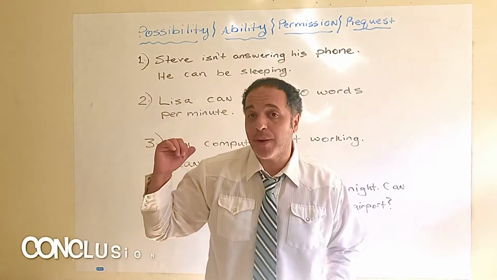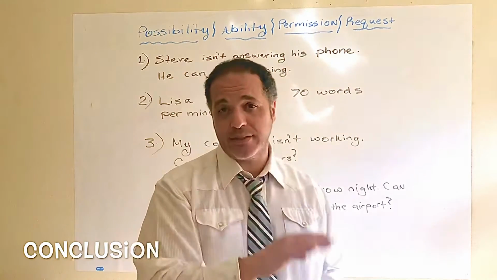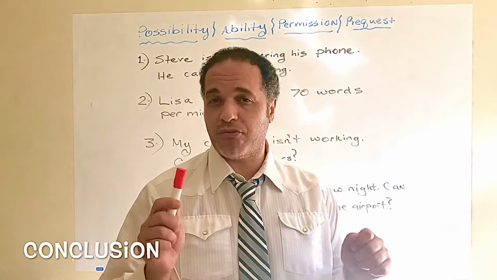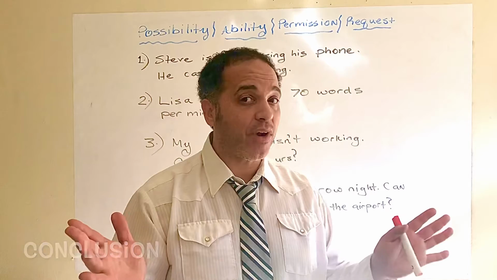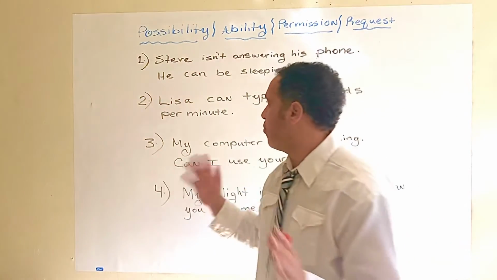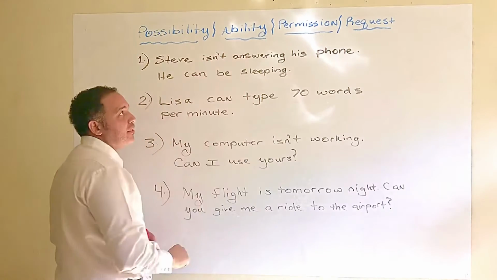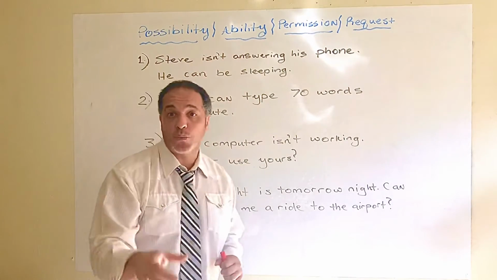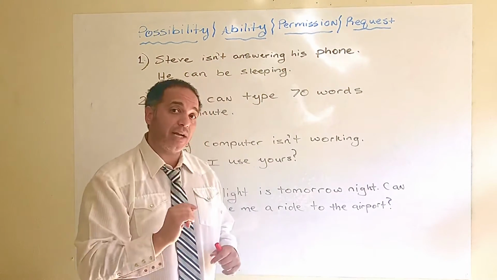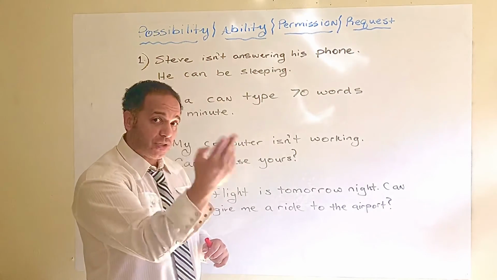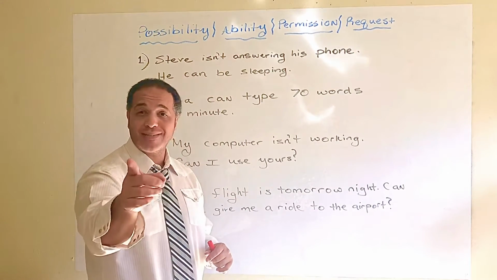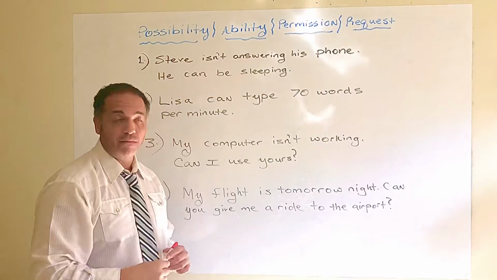Okay, on the board right behind me are 4 sentences. Again, we're going to go through them one by one, and we're going to try to identify whether we are using it as possibility, ability, permission, or request. Now, first thing I would like to do is I'm simply just going to say the sentence, and you guys at home can repeat after me, okay?